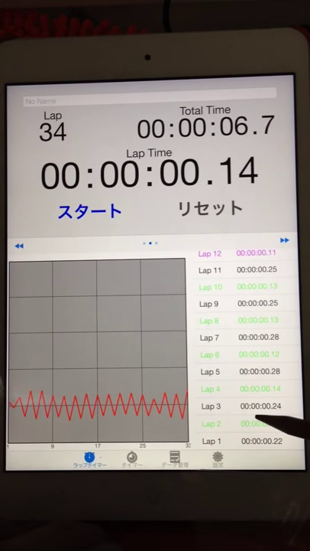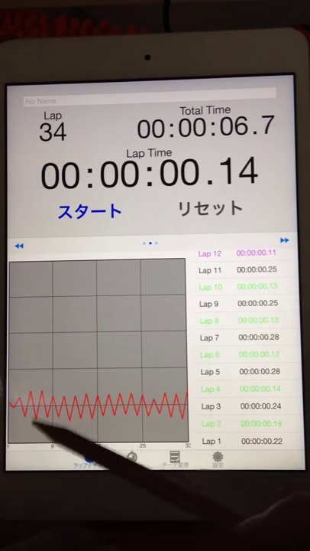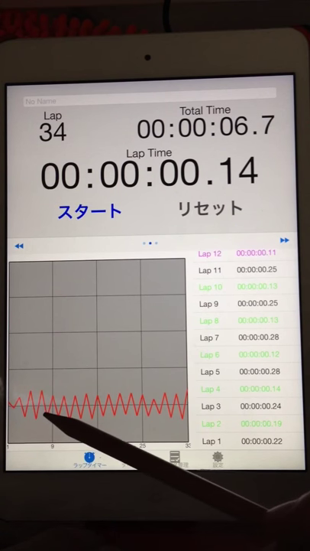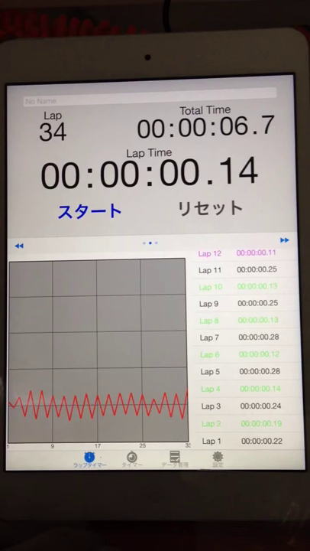This 1, 2, front back, 1, 2, 3. The difference is 1/6. The difference is 1/5. 1/6 means 0.16 second or 160 millisecond, divided by 3.9.